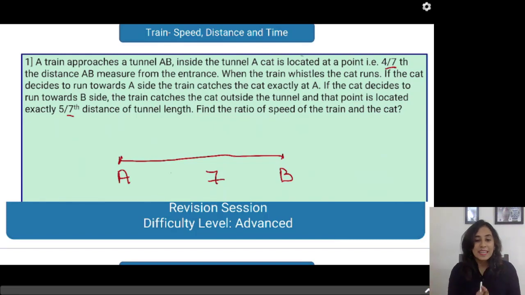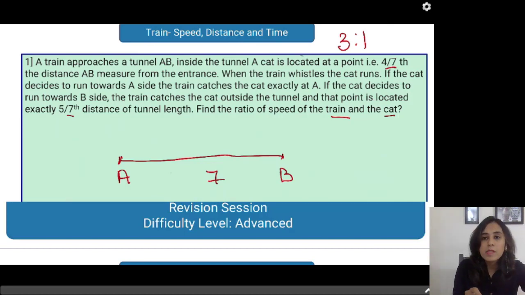Okay guys, now the 90 seconds have ended and we have to solve the problem. The ratio of the speed of the train and the cat, the correct answer that we are looking for, is 3:1. This was an easy one. If you haven't got this answer, please pay attention to this solution. We have assumed that the total length of the tunnel is 7 units.